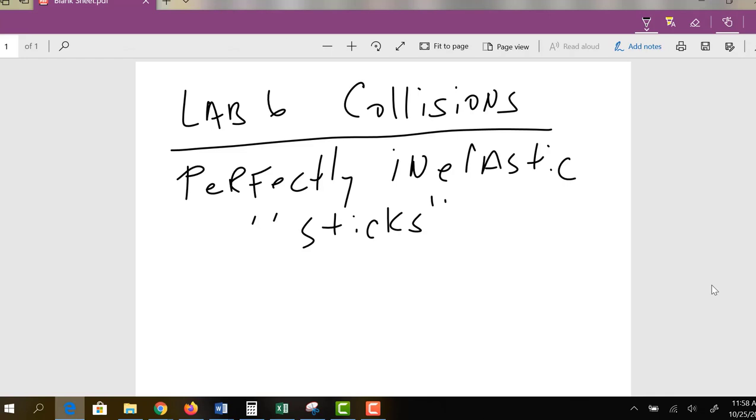Regardless of the type of collision, whether it's perfectly inelastic, perfectly elastic, or just a general kind of collision, the momentum of the system before the collision, the initial momentum, is equal to the final momentum of the system. Final just means after the collision, initial means before the collision.